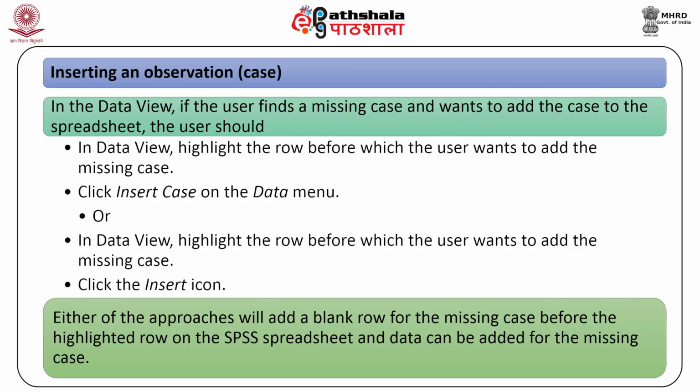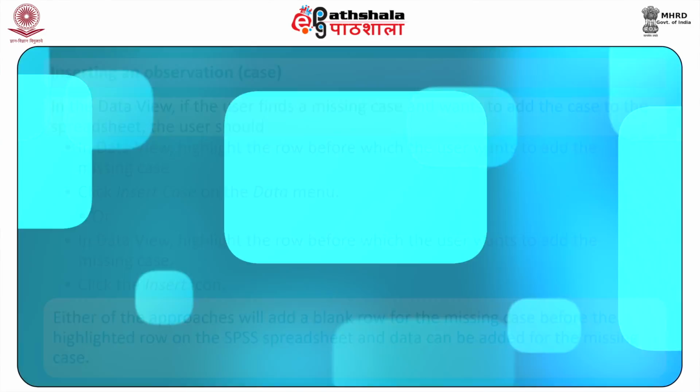Inserting an observation or case. In the data view, if the user finds a missing case and wants to add the case to the spreadsheet, the user should, in data view, highlight the row before which the user wants to add the missing case and click insert case on the data menu. Or in data view, highlight the row before which the user wants to add the missing case and click the insert icon. Either of the approaches will add a blank row for the missing case before the highlighted row on the SPSS spreadsheet, and the data can be added for the missing case.